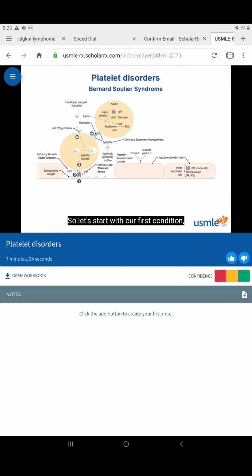So let's start with our first condition, Bernard-Soulier syndrome. This is a dysfunction of the GP1B structure. So this impairs the ability of platelets to adhere to von Willebrand factor. So for quick review, when it comes to primary hemostasis, or the ability of platelets to come together, the von Willebrand factor will bind to some subendothelial collagen in a damaged blood vessel. And this will bind to GP1B, which is an anchor protein or an anchor molecule found on a platelet. And this will cause the process of adhesion.